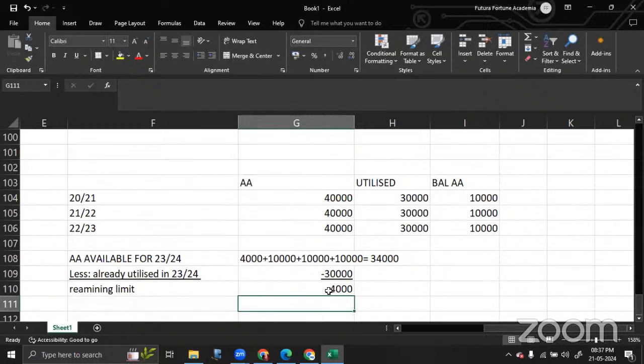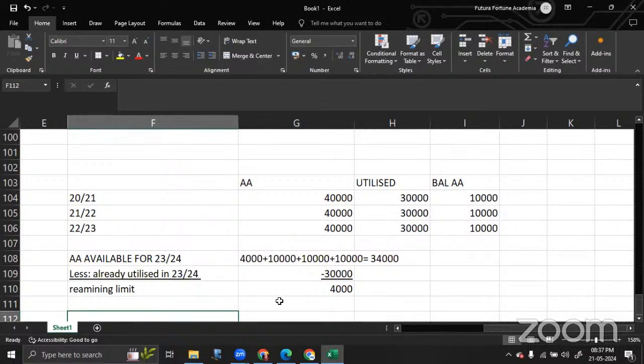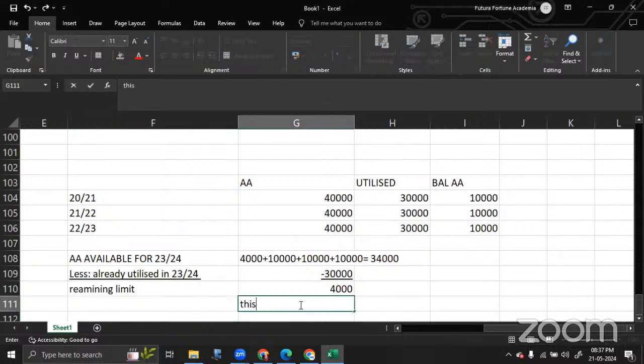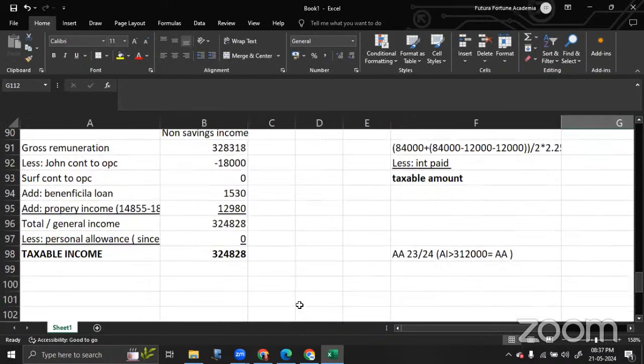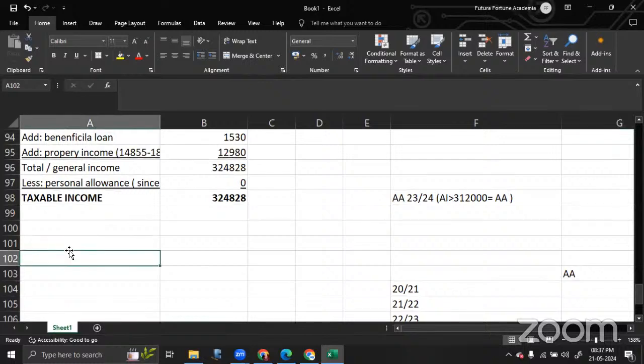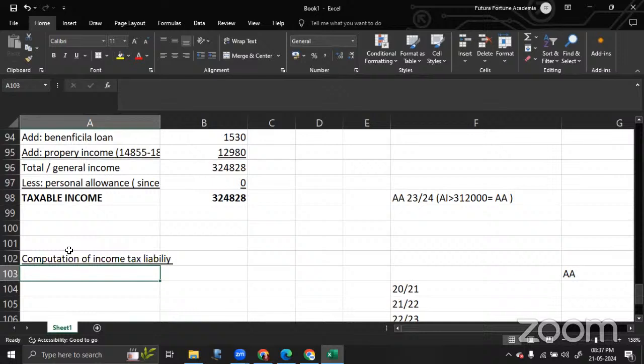And they told you in the question, whatever is your remaining amount, that is the contribution you have made to PPC. So this is the PPC contribution, the gross PPC contribution. So you need to do a band extension with 4,000 in your calculation. When you do a band extension with 4,000, the computation of income tax liability for non-savings income.